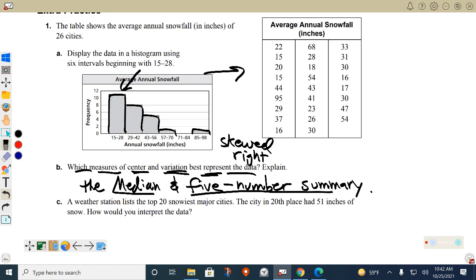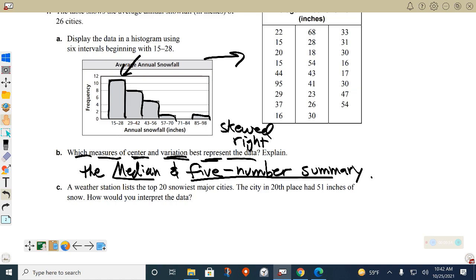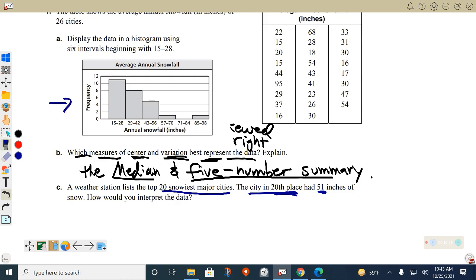And look what this says here. A weather station lists the top 20 snowiest major cities. The city in 20th place, in other words, the city in last place, had 51 inches of snow. How would you interpret the data? Well, look at this histogram, the one we did last week. Okay, this is the same histogram we did last week.